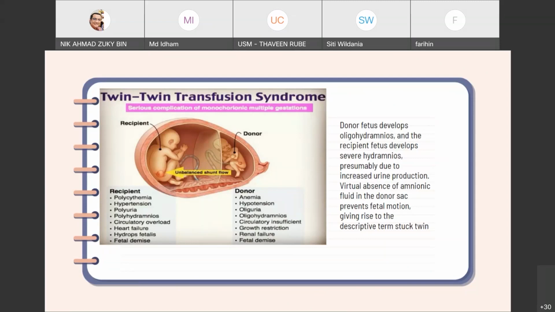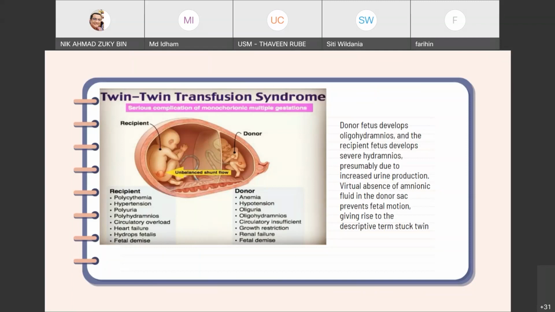So this is the list of complications for the recipient and donor. What happens is polycythemia. Of course, the recipient has more blood, which also leads to hypertension, polyuria and polyhydramnios because of volume overload and circulatory overload. It also leads to cardiac failure because so much volume is overloaded, and hydrops fetalis, meaning edema of the fetus, and can also lead to fetal demise.